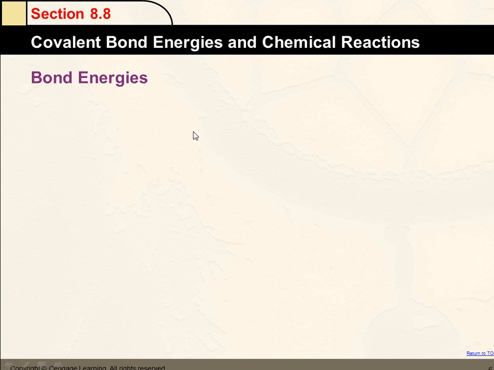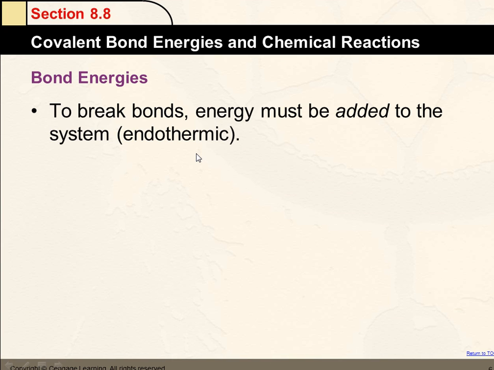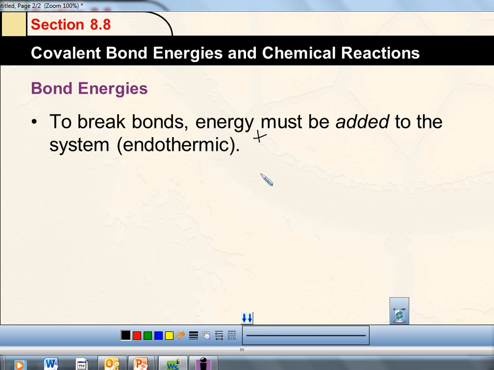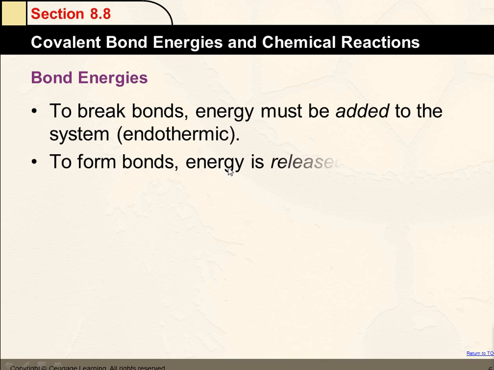So, in summary, in order to break bonds, energy must be added to the system. That part would be endothermic. We would say delta H is positive there. To form bonds, energy is released, and that's exothermic. So if we just think about this conceptually, I'm going to put energy in to break bonds. Energy is going to come out when bonds are formed. If it takes more energy to break than is released, it's going to be an endothermic reaction, and vice versa.